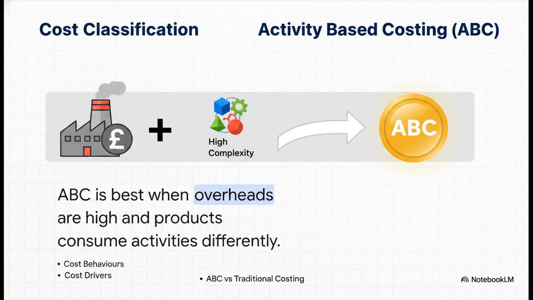First off, overheads have to be massive, like a huge chunk of your total costs. And second, product complexity has to be high, meaning your different products are consuming activities in wildly different ways. If you're just cranking out one simple product, or if your overheads are tiny, traditional costing is totally fine. But massive overheads and really complex consumption, that scenario is absolutely screaming for activity-based costing.